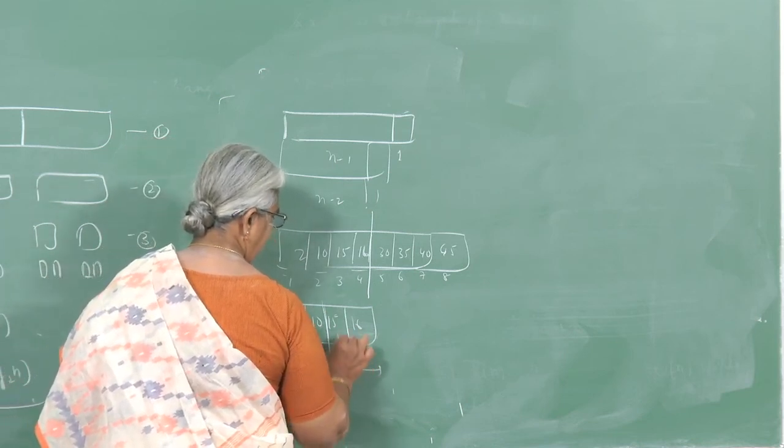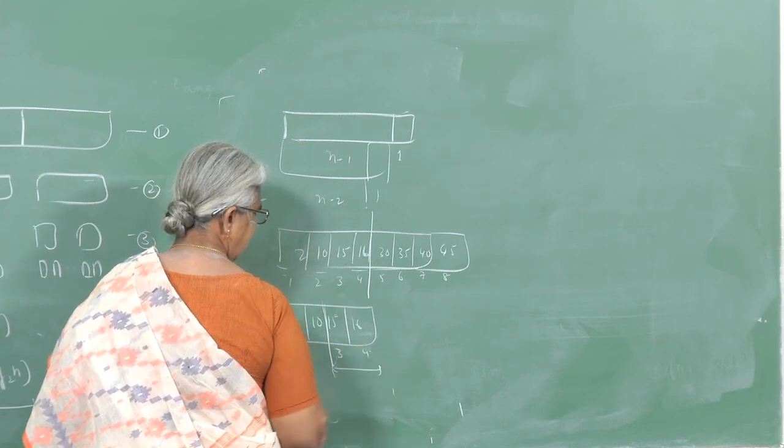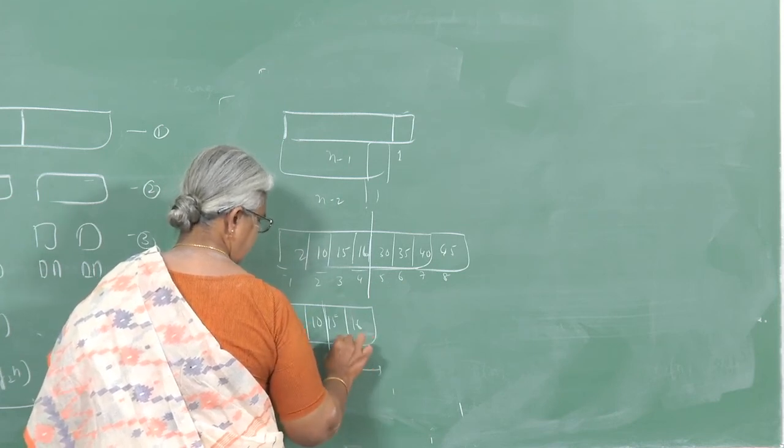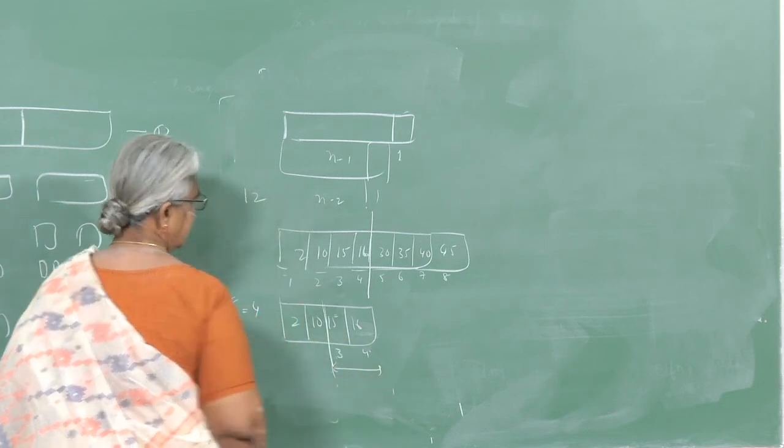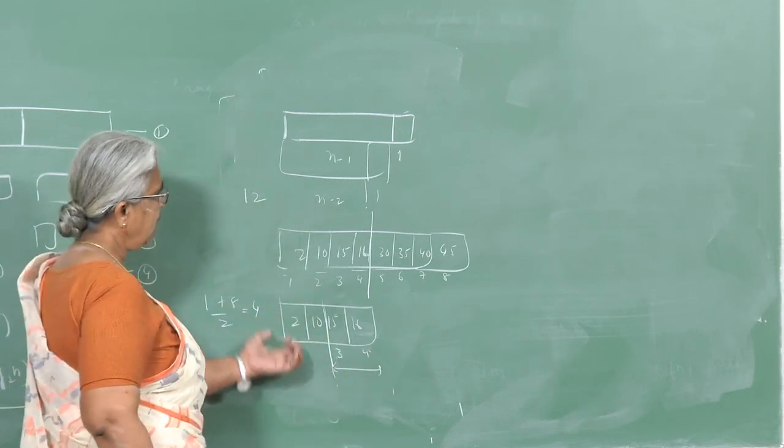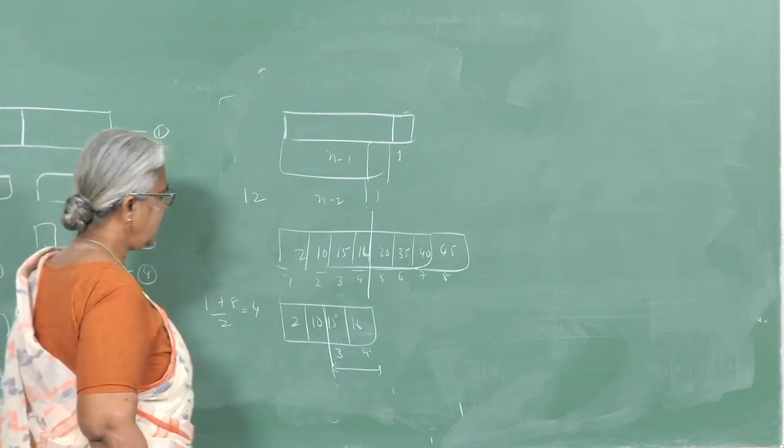Okay. And what is this now? These indices are 3 and 4. Therefore, this is the middle element now. I compare it with 15 and clearly the number is less than 15 and it is not there in this part. Therefore, the key is not found in this array.